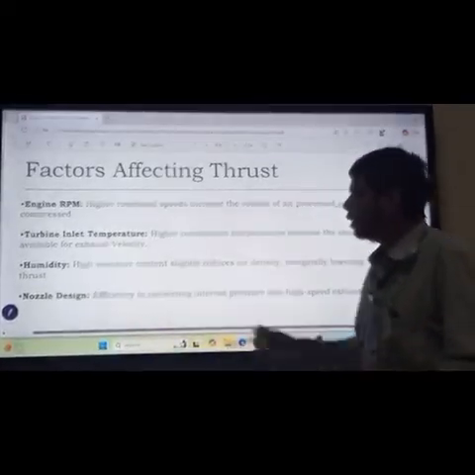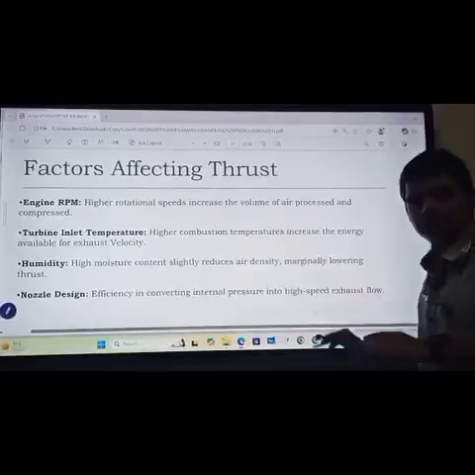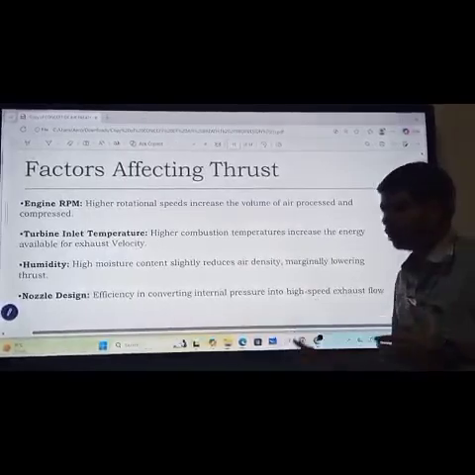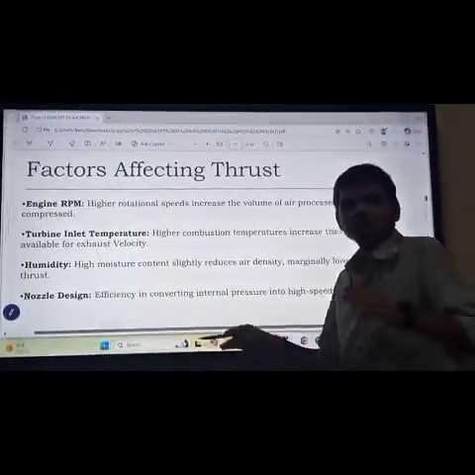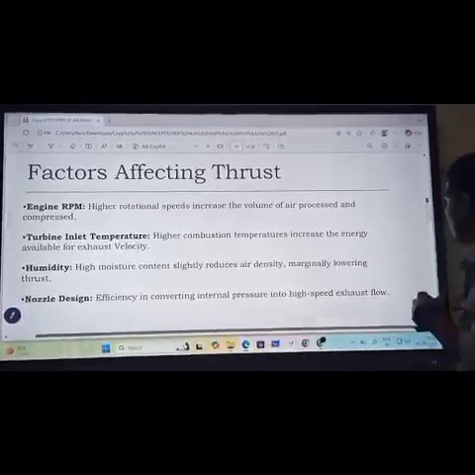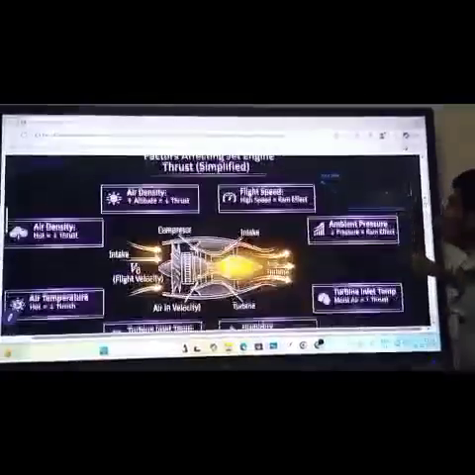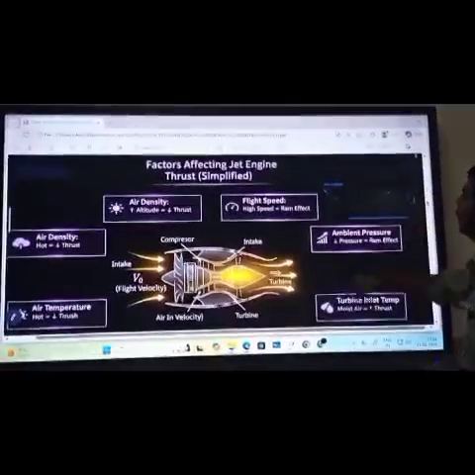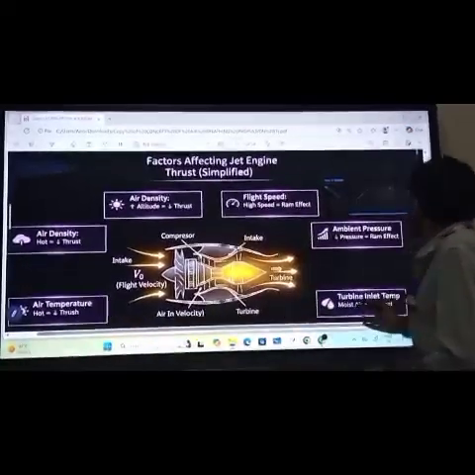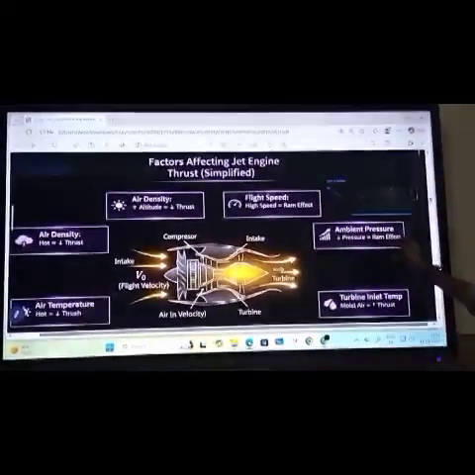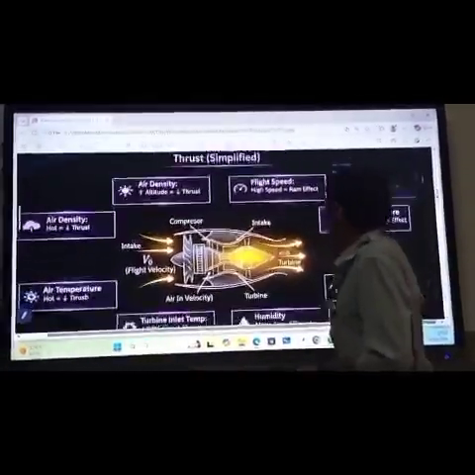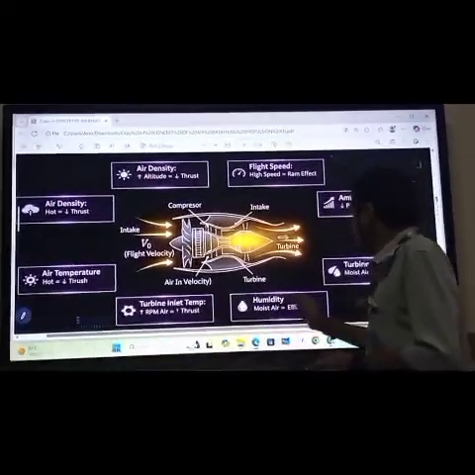Then next is humidity: high moisture content slightly reduces air density, marginally lowering thrust. Then next is nozzle design, which determines efficiency in converting internal pressure into high-speed exhaust flow. So these are the factors affecting jet engine thrust, shown in this slide: moisture, pressure, flight speed, air density, air temperature, turbine temperature, humidity, etc.